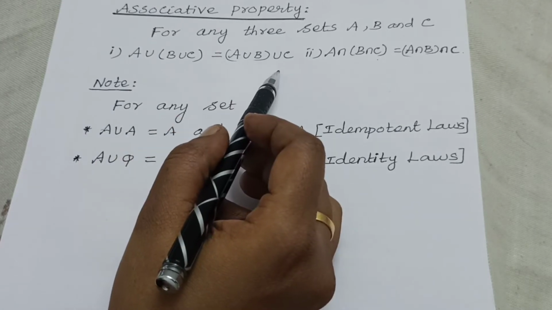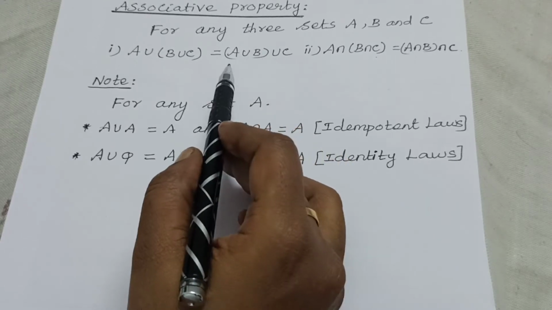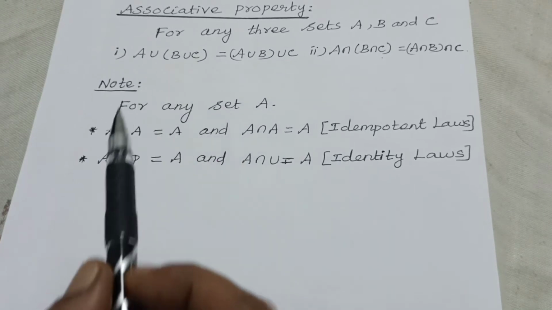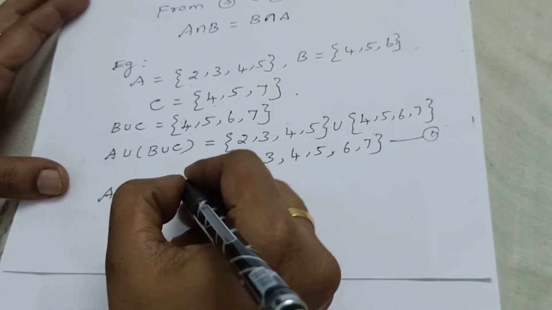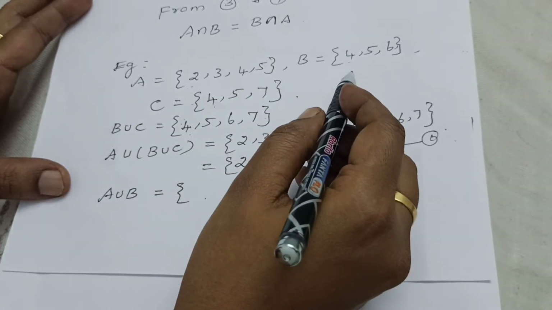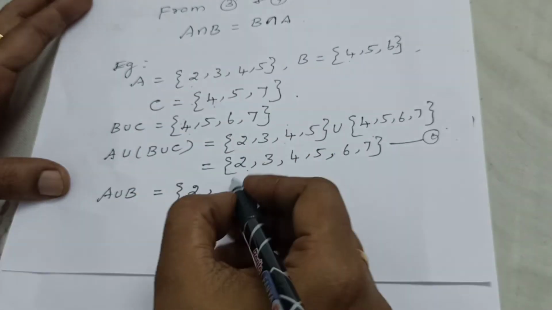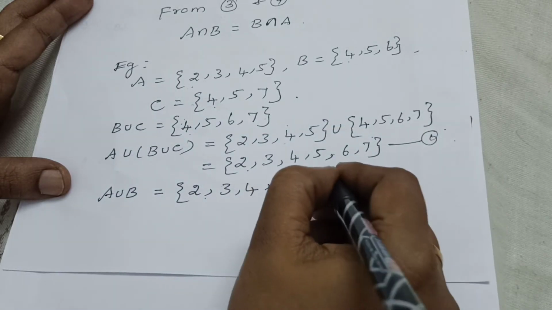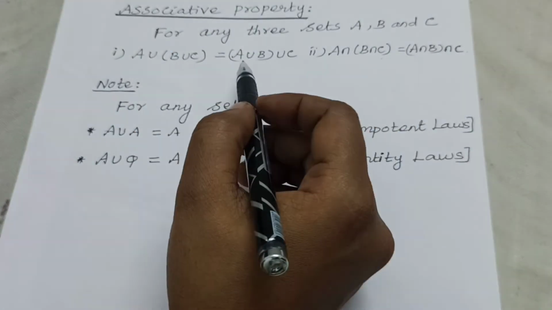Then next the right hand side, what is given? (A union B) union C. Inside the bracket, A union B. So first we have to find A union B. A and B elements together we can write. What are the elements? 2, 3, 4, 5, then 6. Then next we have to find what? Then (A union B) union C.